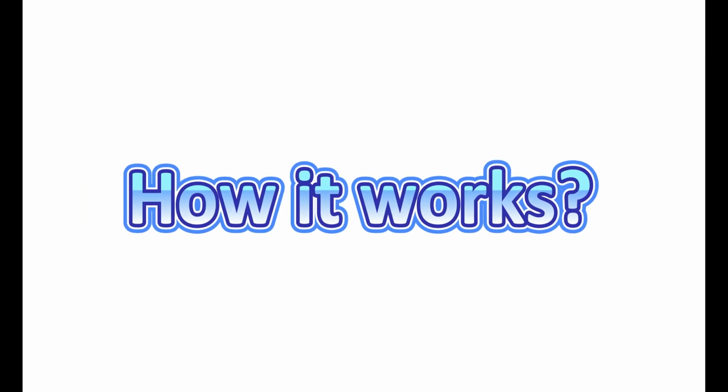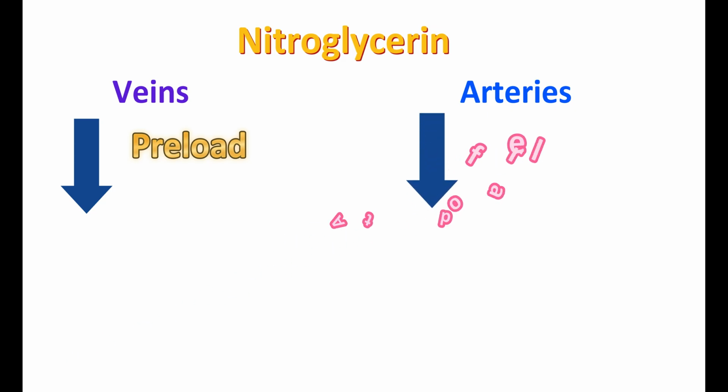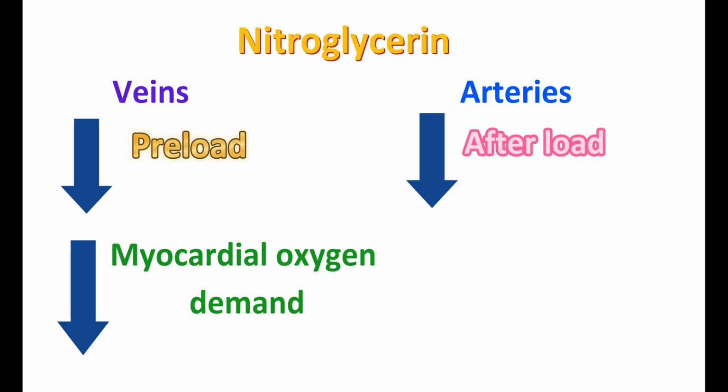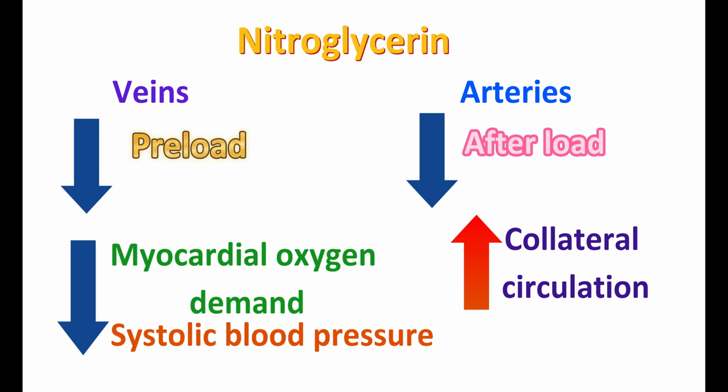How does it work? Nitroglycerin causes dilation of blood vessels. It can affect both veins as well as arteries. Dilation of veins can reduce the venous blood pressure, thereby reducing preload. Nitroglycerin can also reduce the arterial vascular resistance, thereby reducing afterload. It also reduces myocardial oxygen demand. It improves coronary collateral circulation, which increases blood supply to the cardiac muscle. It can also reduce the systolic blood pressure.